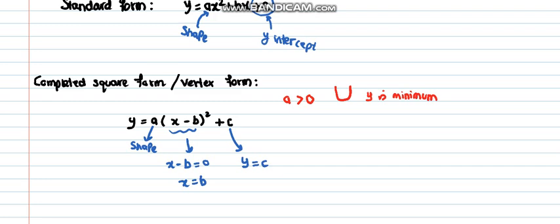If a is positive, then the graph would be cup upwards and the value of y would be minimum, and if a is negative, then the graph would be cup downwards and y is maximum.